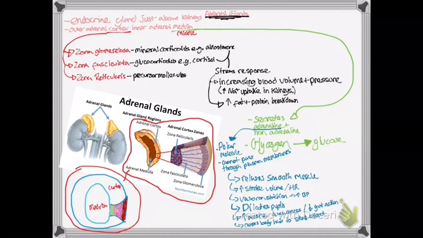The last thing to look at is the medulla, which secretes adrenaline and noradrenaline. So adrenaline is a polar molecule which cannot pass through plasma membranes. It converts glycogen to glucose, relaxes smooth muscle, increases stroke volume and heart rate, causes vasoconstriction to increase blood pressure, dilates pupils, increases muscle awareness, decreases gut action, and causes body hair to stand erect. So that is the hormone that initiates the fight or flight response, okay?